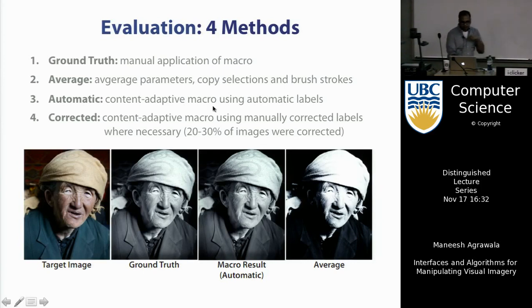Then we used our content adaptive macros, and this is with the automatic computer vision labeling. And then we also did one where we corrected the labeling wherever it was necessary. The reason we tested this corrected method was to test how much of the error was really due to the computer vision labeling, not part of our system. We can use any labeling method, and how much of the error is within the learning that we do.